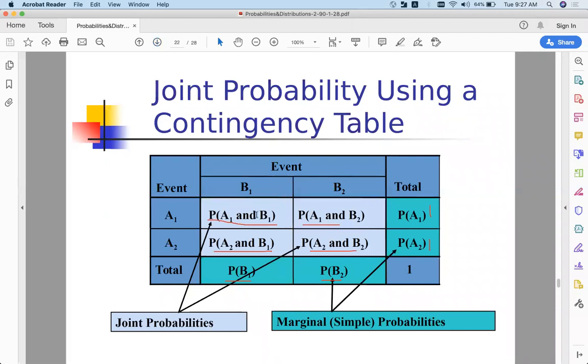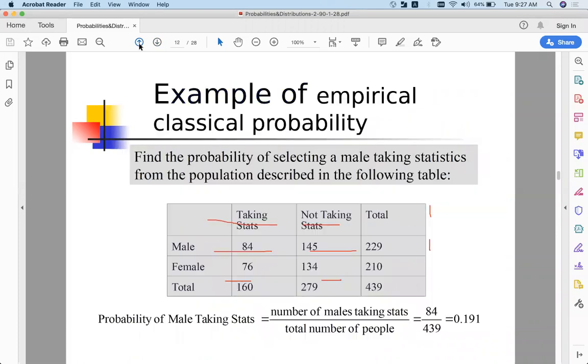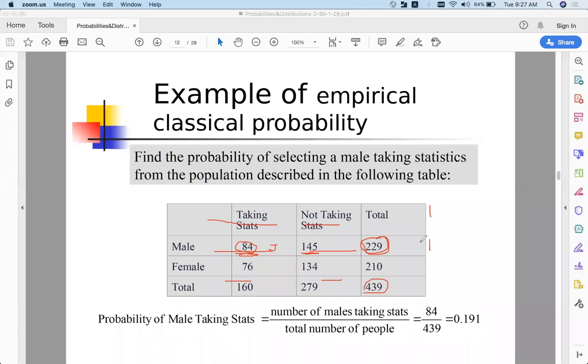Okay, so let me explain it again. The probability of males taking statistics, if you come here, these are your joint probabilities. So whenever you find the probability of a male taking statistics, something has to come to your mind: this is a joint probability. What is the probability of a male? Basically this is your simple probability, 229 divided by 430. That's all, 50% or close to 50%. Now these are your simple probabilities or simple events, and these are your joint probabilities, the inside ones.